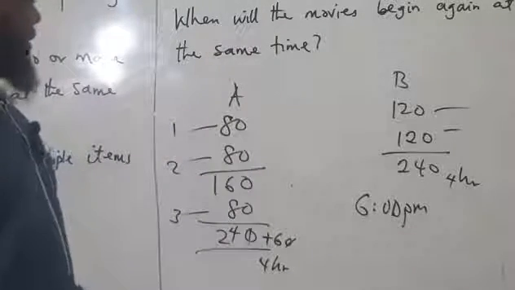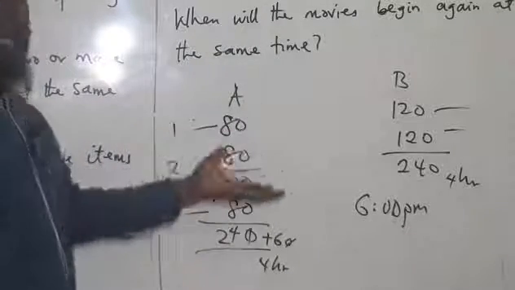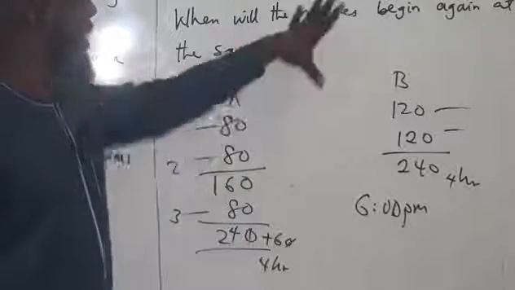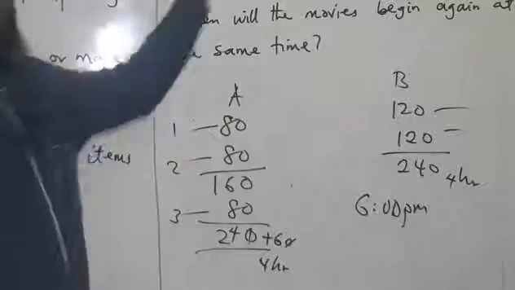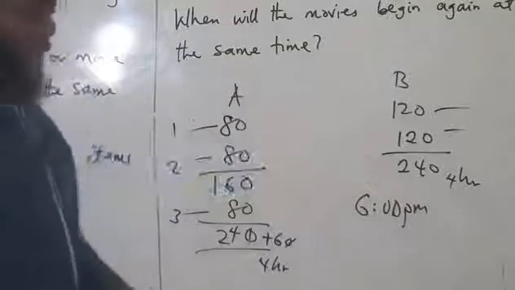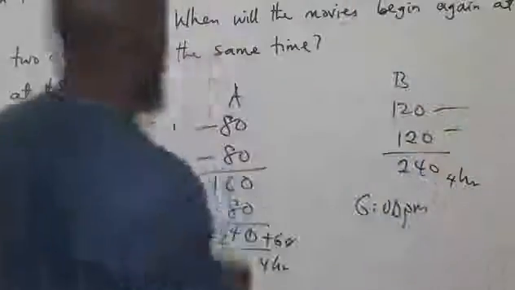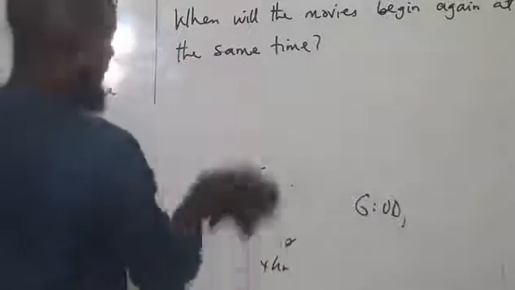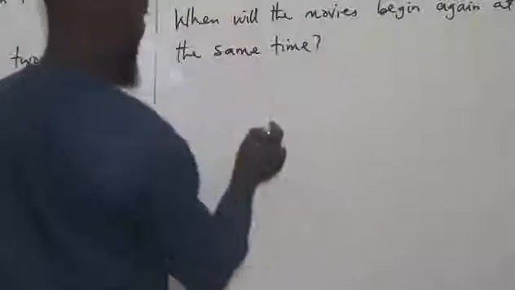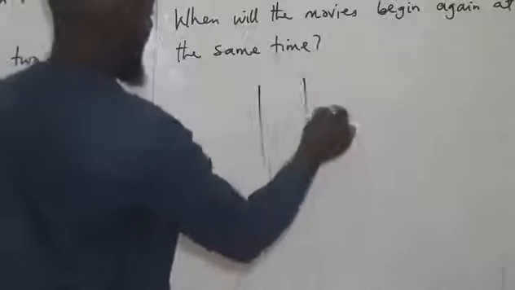Right? But in a situation whereby you can see we can solve it without LCM, but we can apply LCM because we want to see when they are going to be common again. So if we now apply the concept, instead of us doing all this, we just apply the concept of LCM. So LCM of what? 80 and 120. So we find the LCM of 80 and 120.